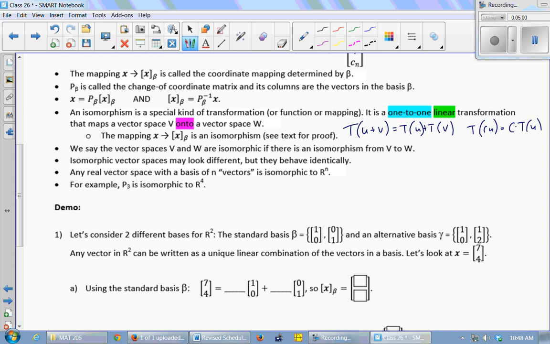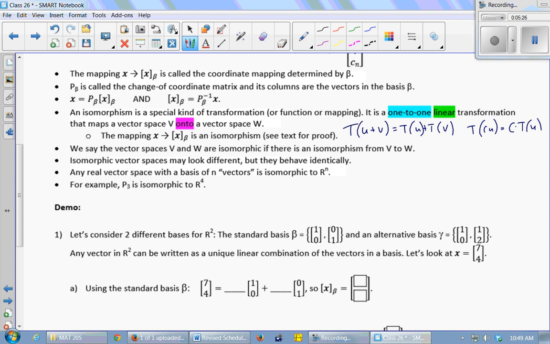Hold on to the same linearity. So it means that the vector spaces V and W are isomorphic if there's an isomorphism from V to W. Preserve, that was the word I was trying to think of. We preserve the linearity when you go from V to W.